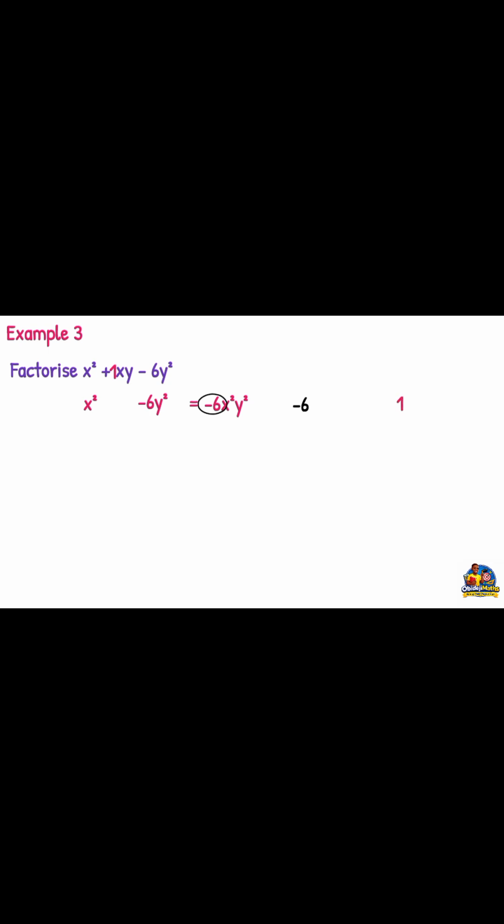Yes, the coefficient of xy there is 1, right? So multiply 2 by 3. 2 by 3 will give us 6. So that means we are using 3 minus 2. 3 minus 2 will give us 1. So put xy at the back, not only x, xy, because it is xy that is there. Okay, so let us replace it: x squared plus 3xy minus 2xy minus 6y squared. Then group them into 2.